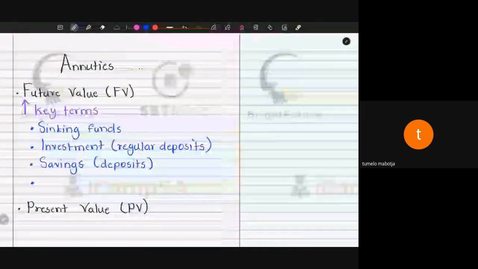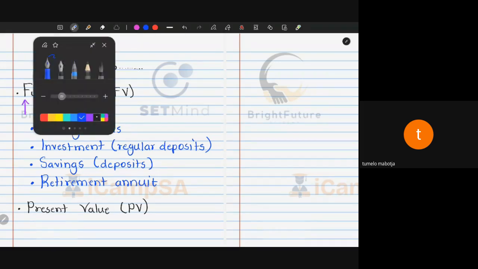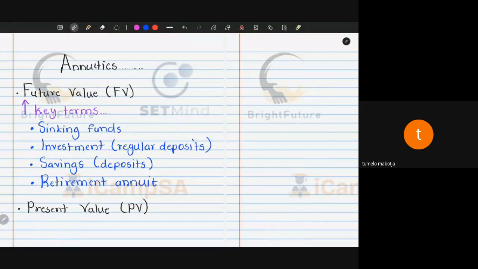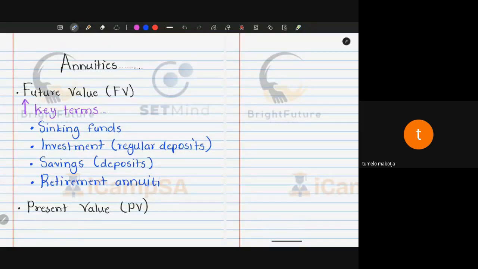And then another keyword we need to look for is retirement. Once we see retirement, annuity, I'm missing an I here. Our English teacher would be so displeased with me. How dare you forget the I? Anyway, once we see retirement annuities, our brain should remind us of future value.